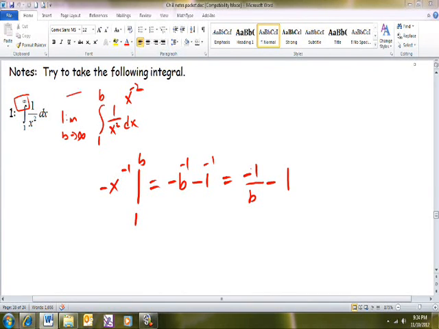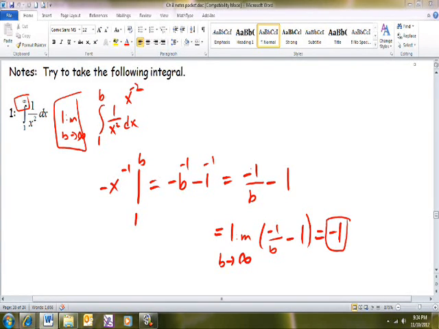But remember, we have to do the limit as b goes to infinity. So we end up with the limit of negative 1 over b minus 1, and we're taking b to go to infinity. So as b goes to infinity, this first part drops out, and we're just left with our negative 1.